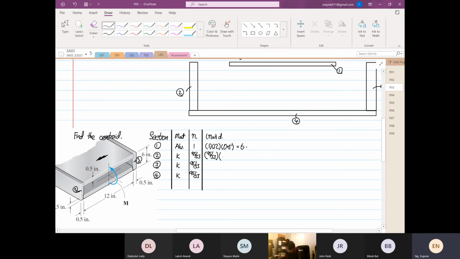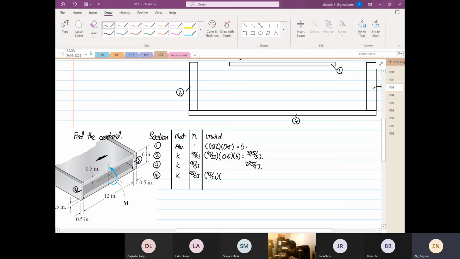The width is 0.5. The depth is equal to 6. So 95 over 53 plus 1.5 times by 6 is equal to 285 over 53. And we know number 2 and number 3 are the same. And then the last one is the bottom plate. So the bottom plate is 95 over 53, right?